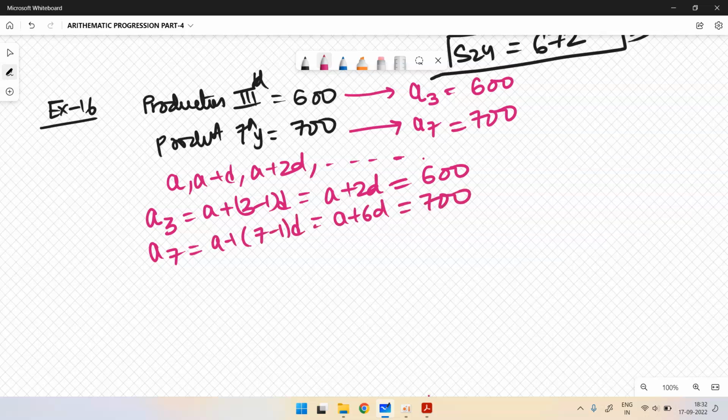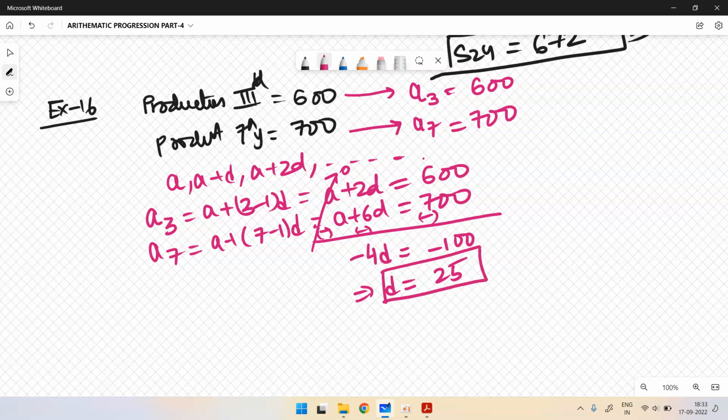Now if you subtract these two, there is a minus sign here, so A and A get cancelled, becoming 0, and 2 minus 6 is minus 4D, equals minus 100, which implies that D equals 25. 100 by 4 is 25. So the common difference is 25.